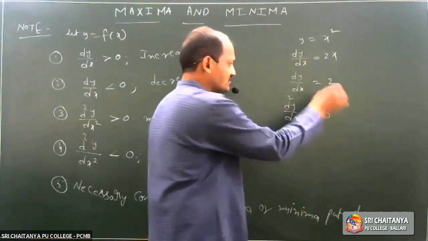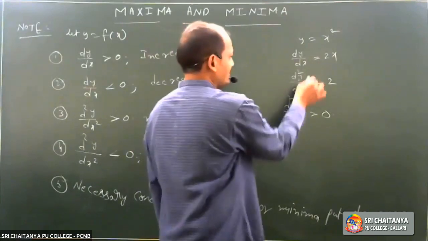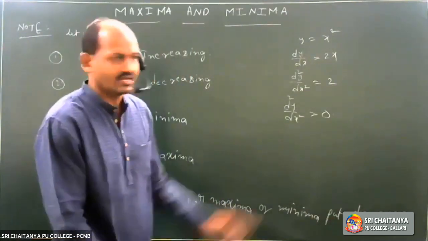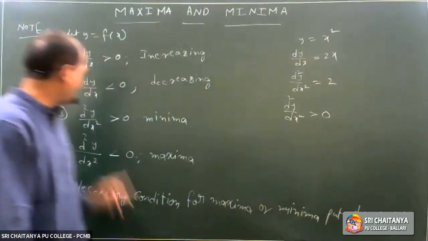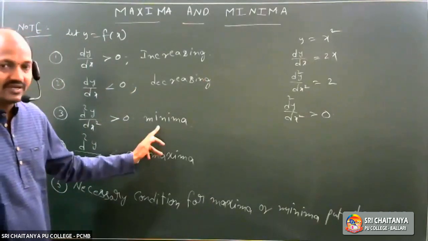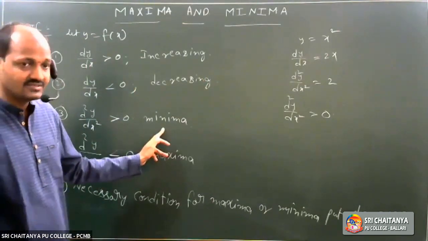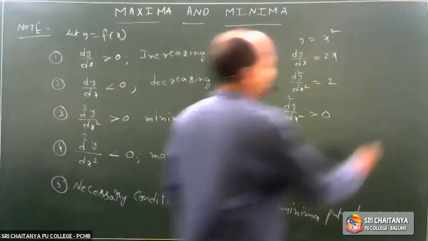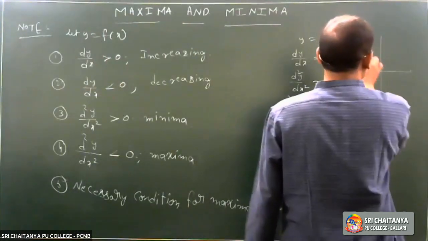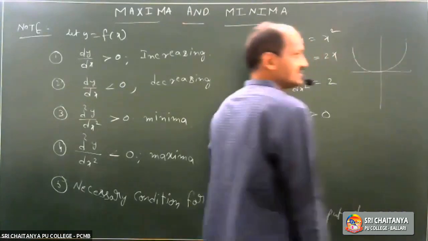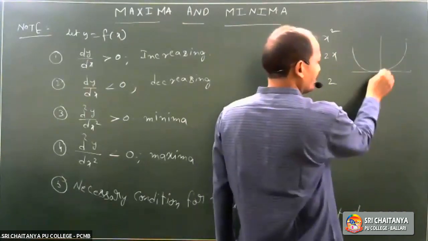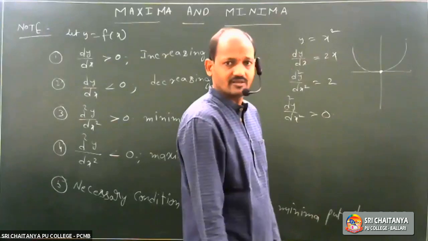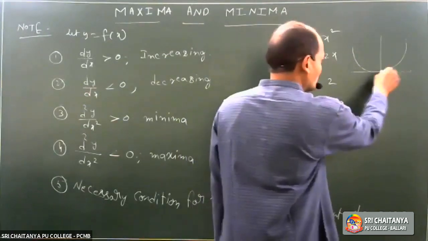Second derivative d square y by dx square greater than 0. Second derivative positive means it is a minima. Already you know that, you can draw the graph. So y is equal to x square. The graph has only a minimum, so it is only minima.